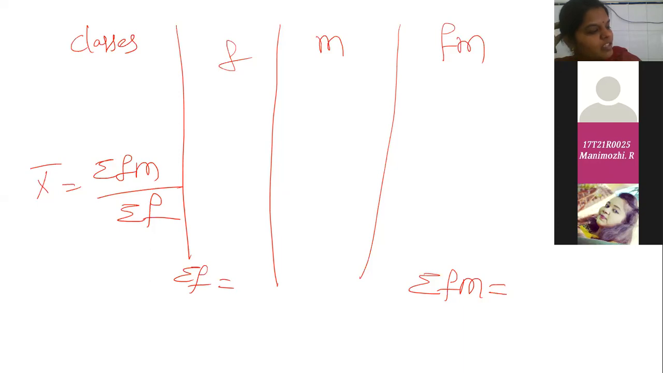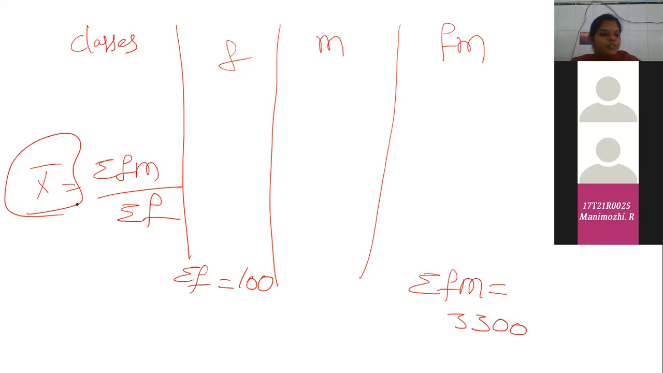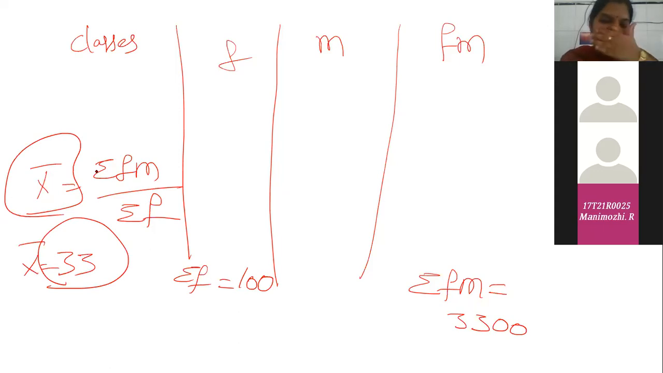What about the value of sigma F? 100. 100, yes. And FM? 3,300, ma'am. Yes, 3,300. Then next bar, tell me. Do it. 33, ma'am. 33, yes. That is the answer for this data. And this is your direct method in continuous series.